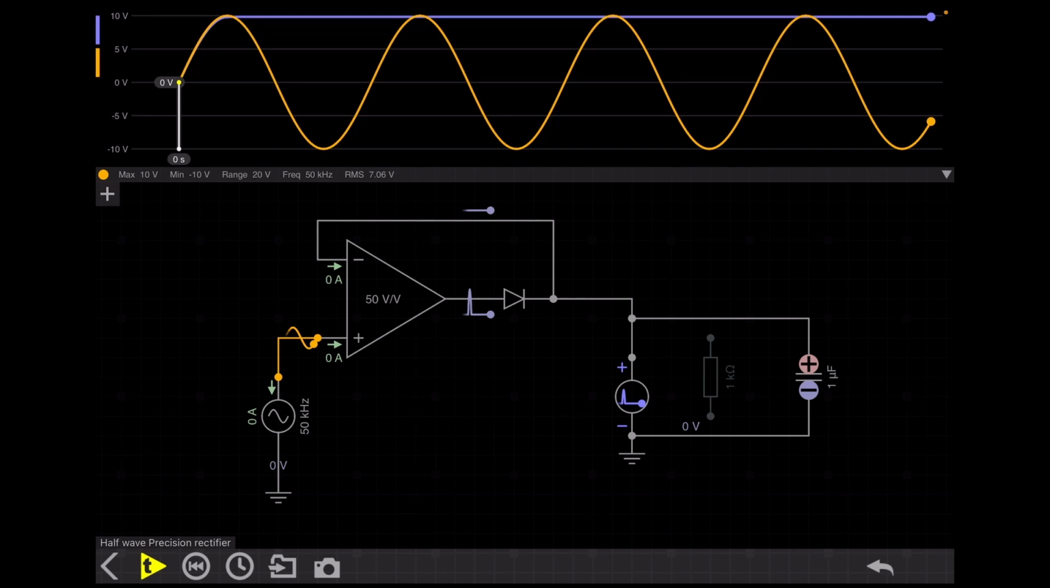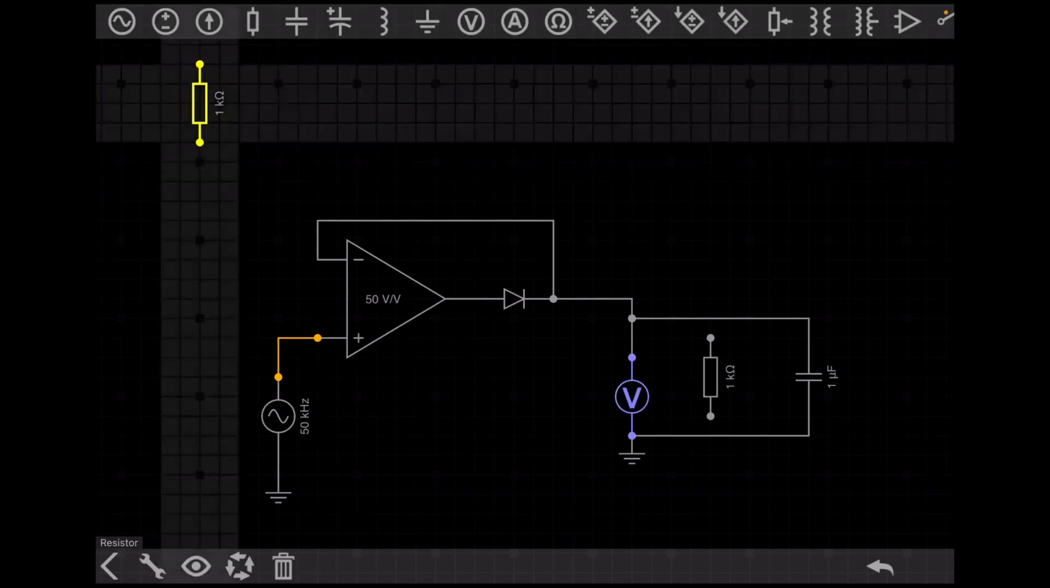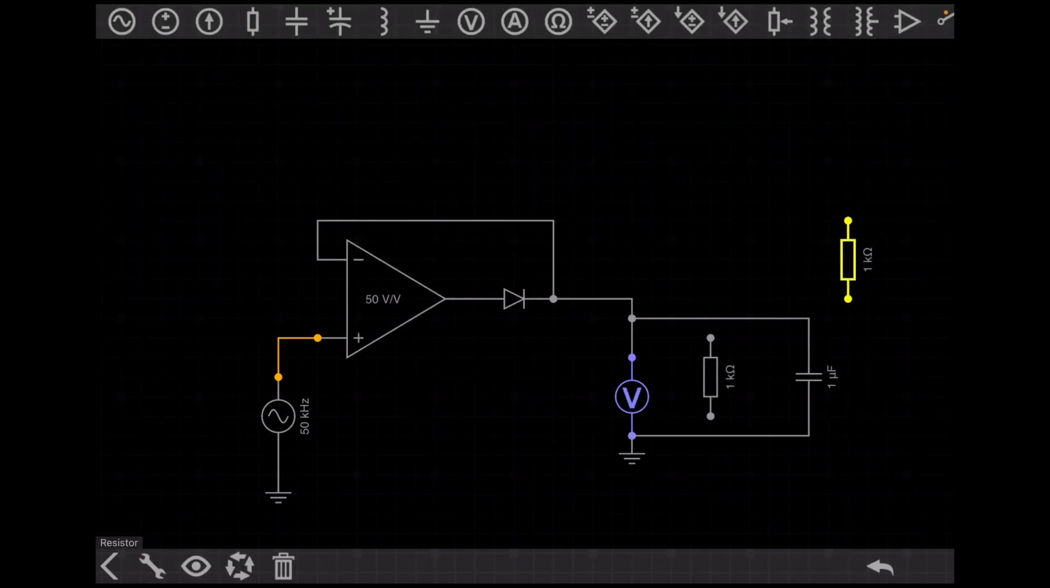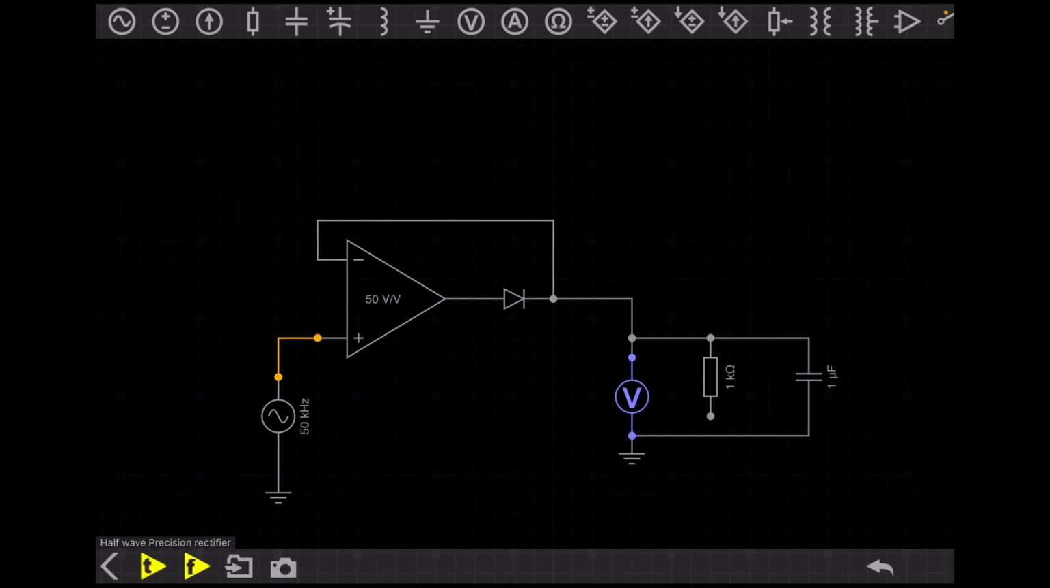Okay, and when it reaches the max, the peak, then the capacitor doesn't have any path to discharge the charge, right? And as there is no path to discharge, the capacitor will hold its voltage, and you can see the output is constant. Now I will show you what will happen if I connect a resistance.